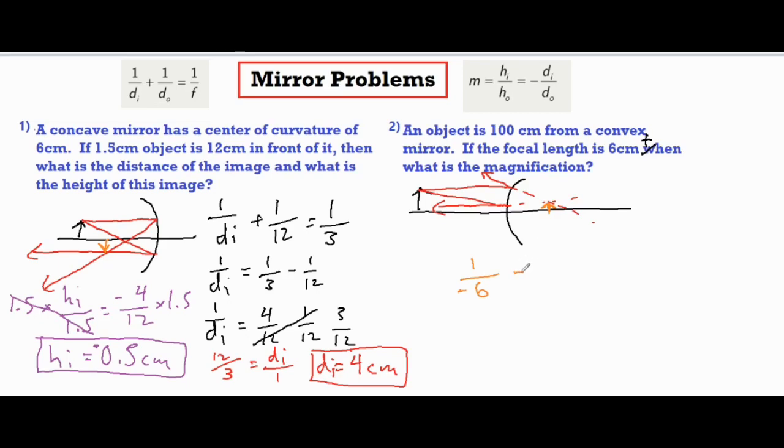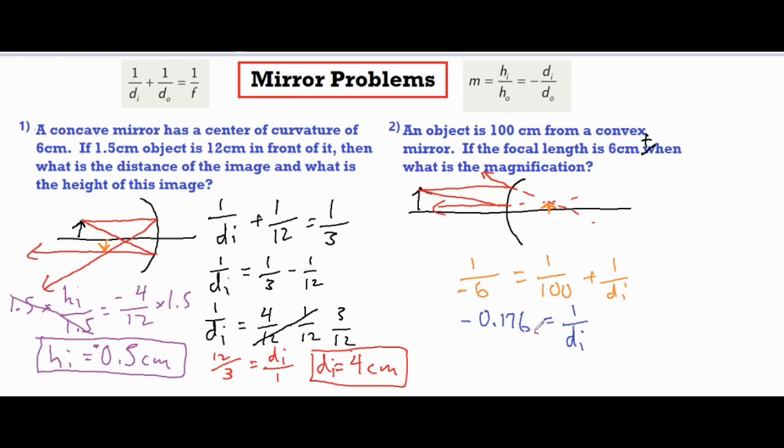And then we're going to set that equal to 1 over 100, distance of the object, plus 1 over distance of the image. Okay. Again, what I'm going to do is subtract 1 over 100 from both sides, and that's going to give me negative 0.176 repeating on that side, and then I'll have my 1 over di on this side.